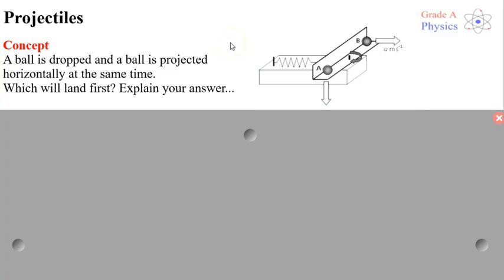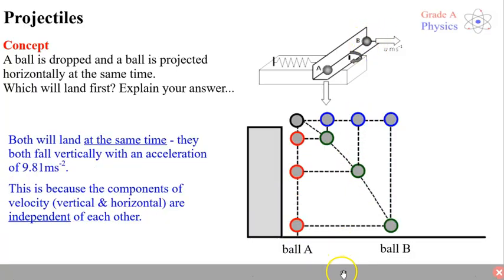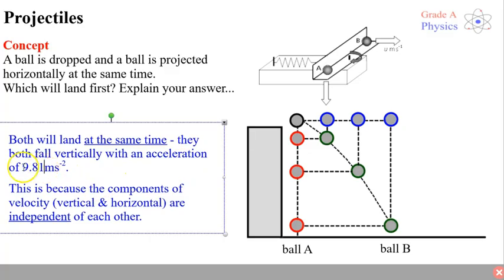Now, you may know this intuitively, or you may get stuck at this first point, because the counterintuitive incorrect answer is that B has more energy or more force or something, so it spends longer in the air, and that's just not true. They both land at the same time. The reason why is that they both have a vertical acceleration of 9.81 meters per second squared. They are both falling freely due to gravity vertically, so they both cover that vertical distance in the same time.